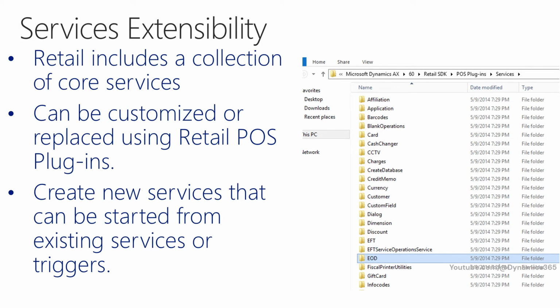Microsoft Dynamics AX 2012 includes a collection of core services that can be customized or replaced by using the Retail POS plugins. You can also create new services that can be started from existing services or triggers. Services include one or more operations and implement a single unique interface. You can change an operation in an existing service and continue to use the remaining functionality. Before the modification of services, make sure to take a backup of the existing assembly so that the original assemblies will then remain available in case you want to revert to them.